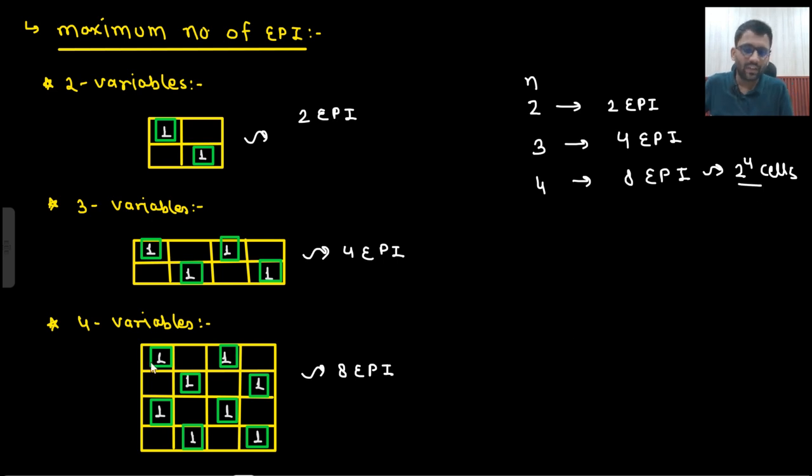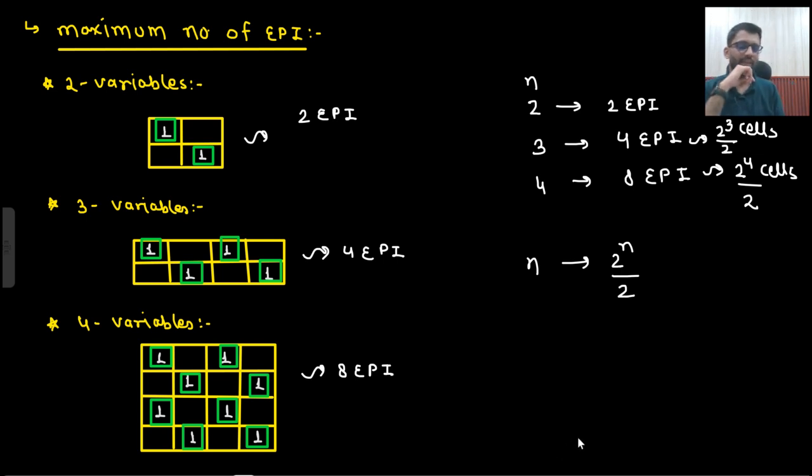And if I place 1 in half of that, in 1 row I am placing 2, here also 2, here also 2, here also 2. So in half of the cells I am placing ones. That means 2 to the power 4 by 2. Total cells are 8, but alternatively I am writing 1. So if there are n variables, how many cells are possible? 2 to the power n, and alternatively I will write, so 2 to the power n by 2. So these many EPIs are there.